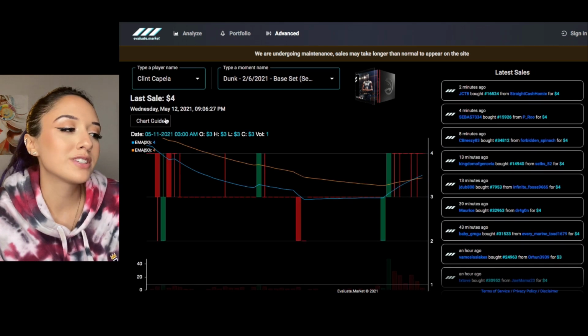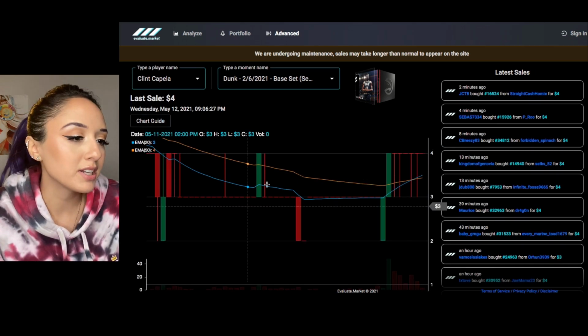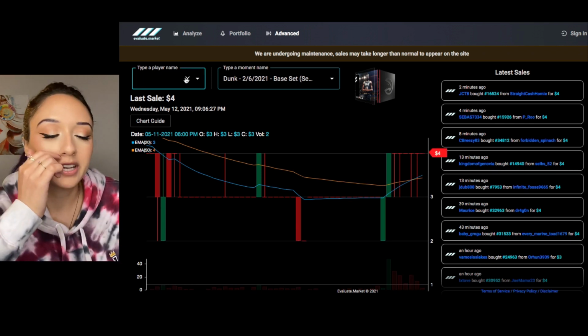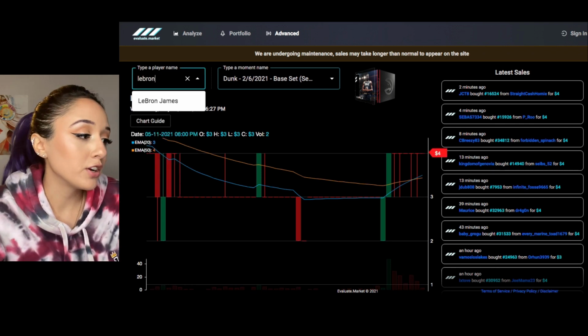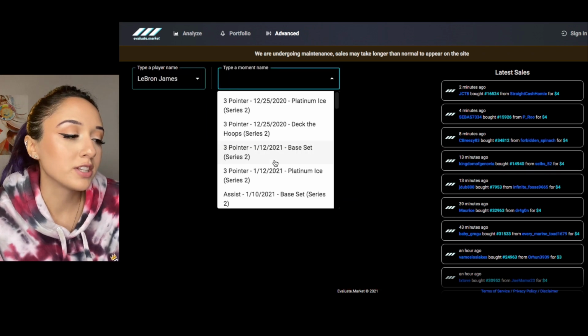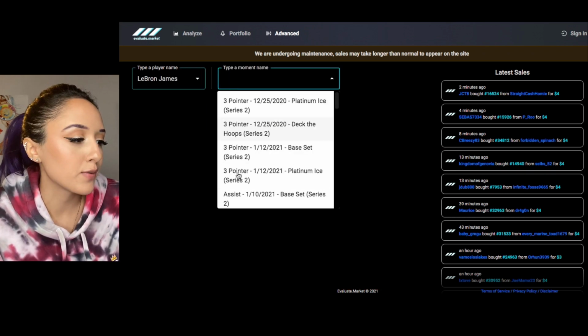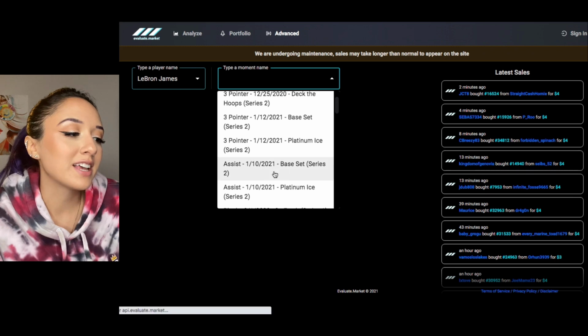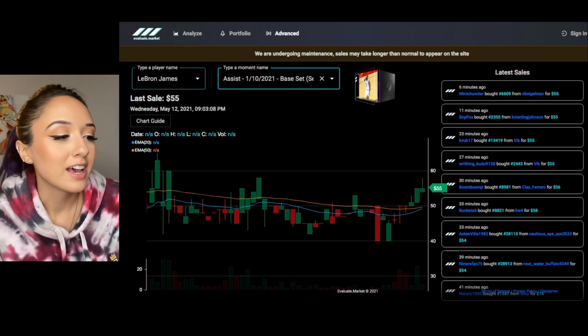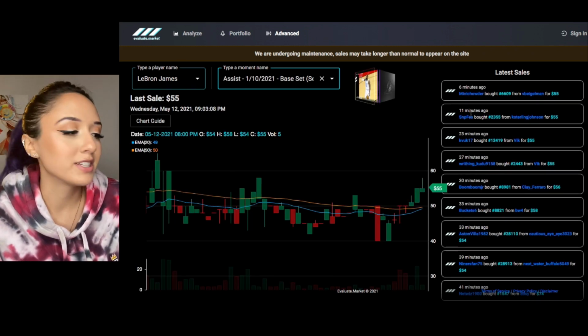It's going to default to Clint Capella naturally, but there's not much price action going on with him, so we're actually going to switch players here. You can type in any player you want here, and then you can see a list of all the moments they have and select from there. We are going to go with his S2 common assist, just because there's a bit of price action happening on that.